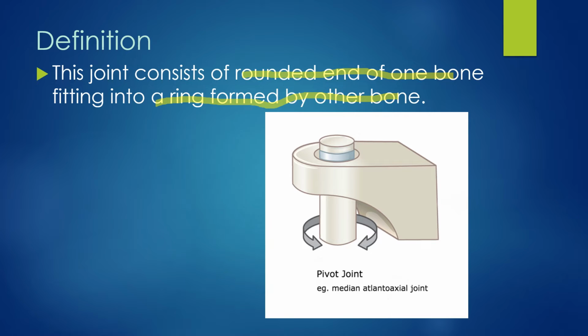As you can see in that diagram, let's suppose there are these two bones. The first one, this bone, has a rounded shaped structure, and that is the second bone here, and that second bone has a ring shaped structure. And you can see that the first bone is fitting into the ring shaped structure of the second bone. So that point is forming the pivot joint.